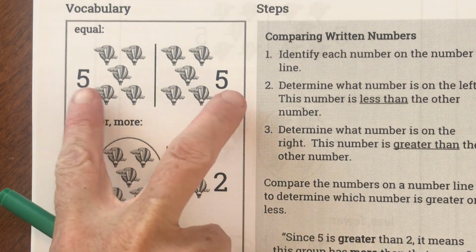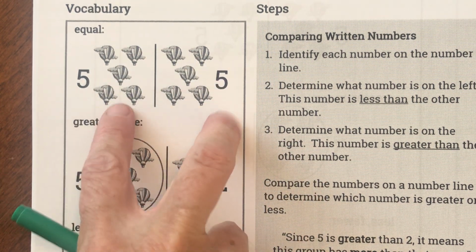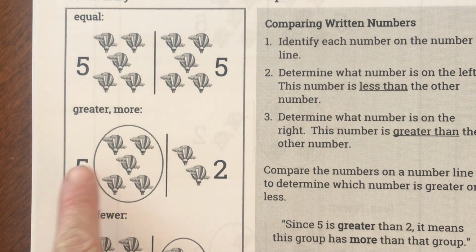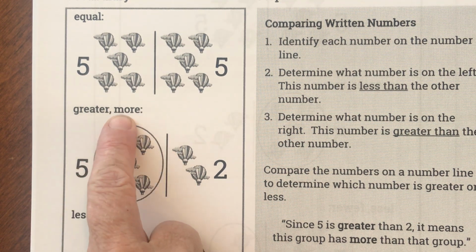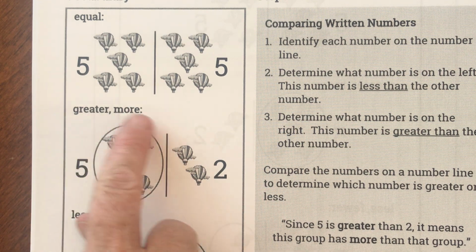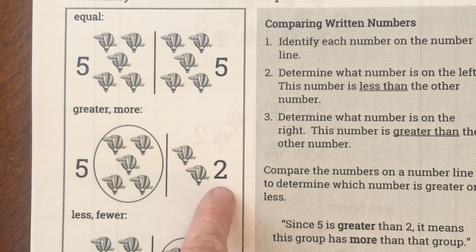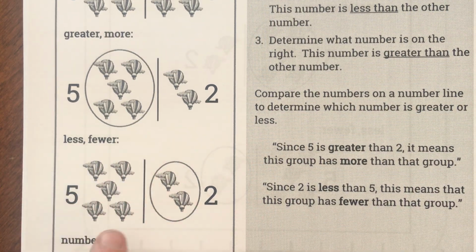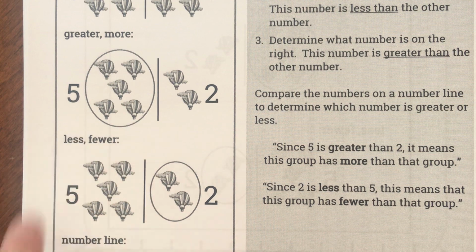So equal means they're the same. So 5 is equal to 5 because they're the same. Okay, what does greater and more mean? So 5 is greater than 2. That's why this one is circled. Or we could say 5 is more than 2. These two words mean the same thing. So I could say 5 is greater than 2 or 5 is more than 2. And then the other words were less and fewer. So 2 is less than 5 and 2 is fewer than 5 because those words mean the same.